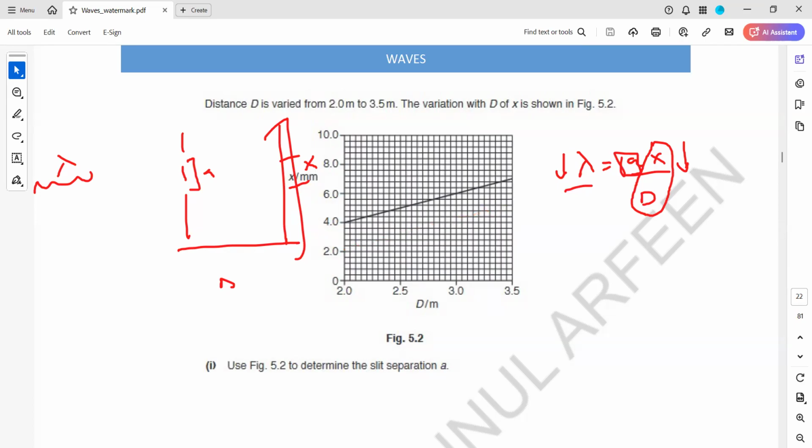So it should be a straight line, and it will be below the original one which we drew. And the gradient should also be smaller, because x over D is smaller. Like, not parallel. If it is parallel, it means the ratio is constant. We want a smaller lambda, x over D. So that's why it should be less steep. Is it clear?